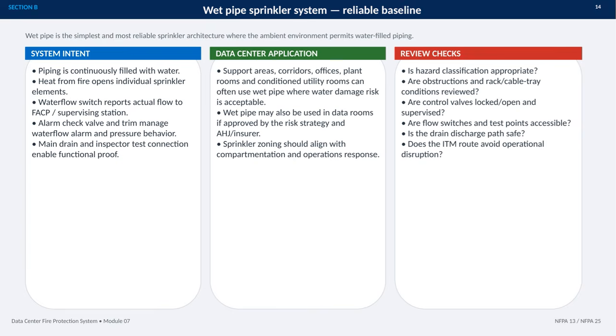Before acceptance, I would confirm the hazard classification, review obstructions around racks and cable trays, verify that control valves are locked open and supervised, and check access to flow tests, safe drain discharge, and inspection, testing, and maintenance routes. These checks align with NFPA 13 and NFPA 25.